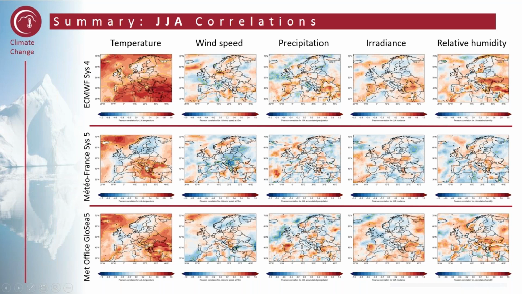There's some areas here with relative humidity that might be okay. You see some areas here in irradiance. Spain might be okay there. In the Met Office system, the precipitation in Spain might be okay, and irradiance. So you can see there might be some areas of promising skill, but overall, the message is you've got to be very selective to find areas of skill. And this is for the summer.